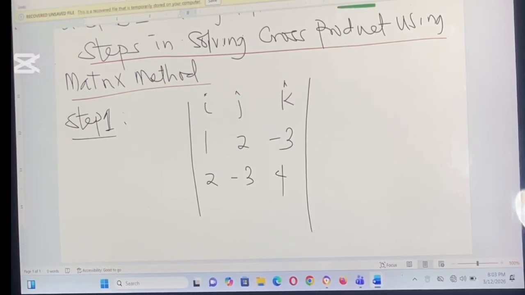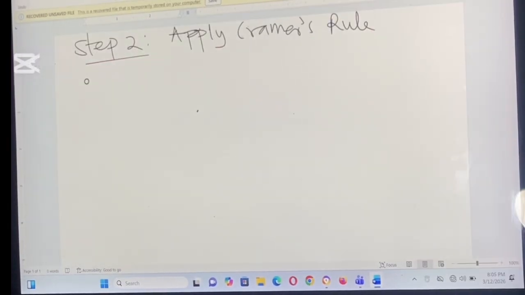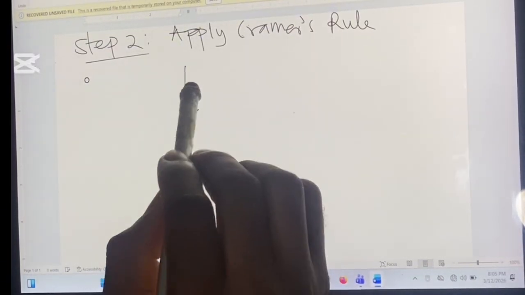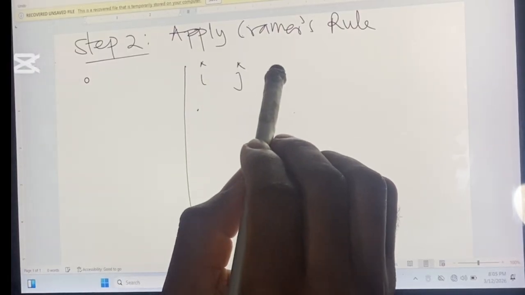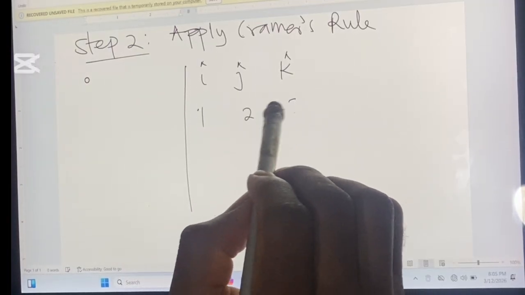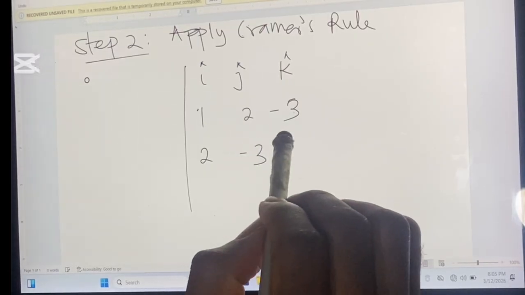Please take note. So we have to know what Cramer's law is or what Cramer's rule is. Cramer's law states that the first row will be assigned particular mathematical operators, that is plus, minus, plus. Okay. So if you have something like this, class, this is i, this is j, this is k. We have 1, 2, minus 3. This is 2 from the matrix, minus 3, 4.